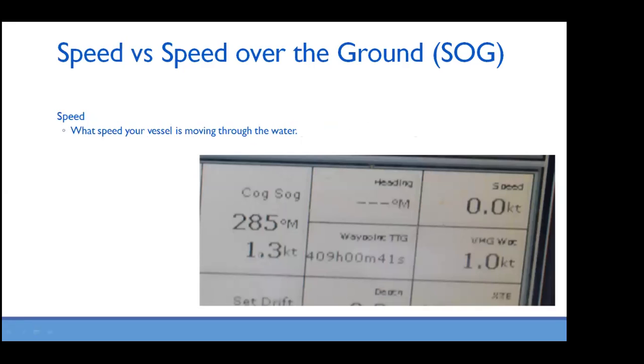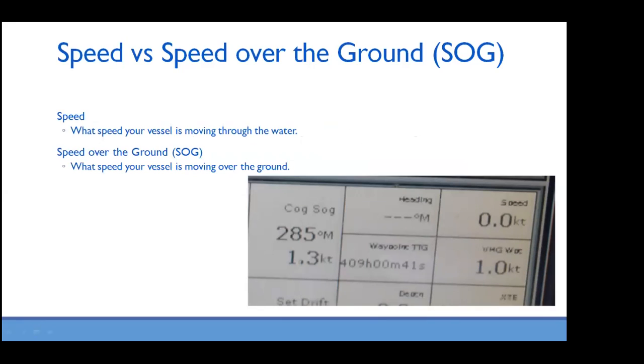Okay, so the speed of your boat. If you look at this picture, the speed of this vessel is 0.0 knots. That's the speed it's moving through the water. However, speed over the ground, including your external influences, is actually 1.3 knots. So in this photograph, the boat is not moving through the water, but the current is moving at 1.3 knots.